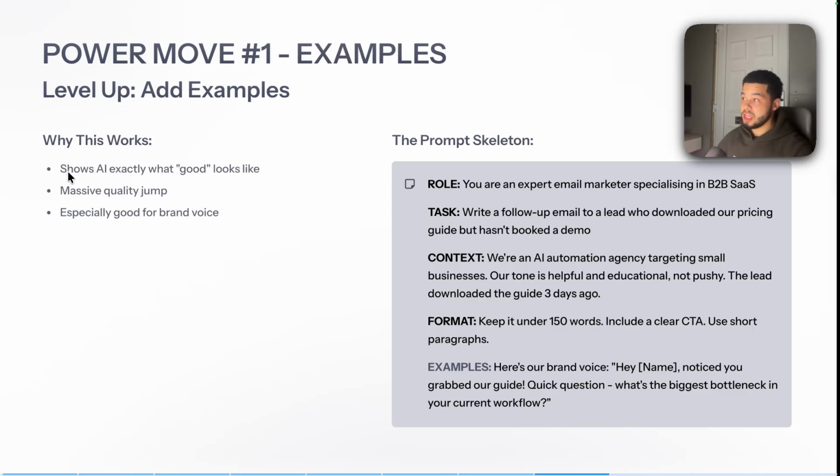Why this works is because it shows the AI exactly what good looks like. It's a massive quality jump, and it's especially good if you want a specific brand voice. So you can see down here we have our previous prompt, but we add a little example in here saying here's our brand voice, and we want the email to look like, "Hey name, notice you grabbed our guide, quick question, what's the biggest bottleneck in your current workflow?"